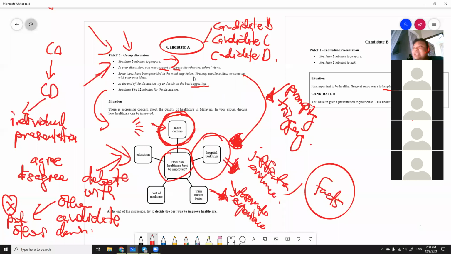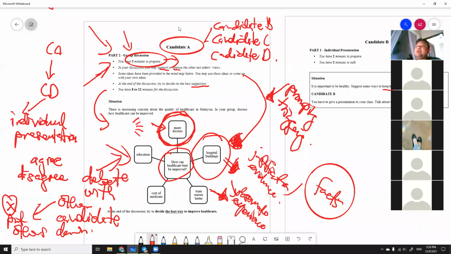Understand, guys? Say something. Yeah. All right, good. Okay, so that's how you are going to have your discussion. So before you get into the real discussion, you will be given like 3 minutes to prepare your ideas first.